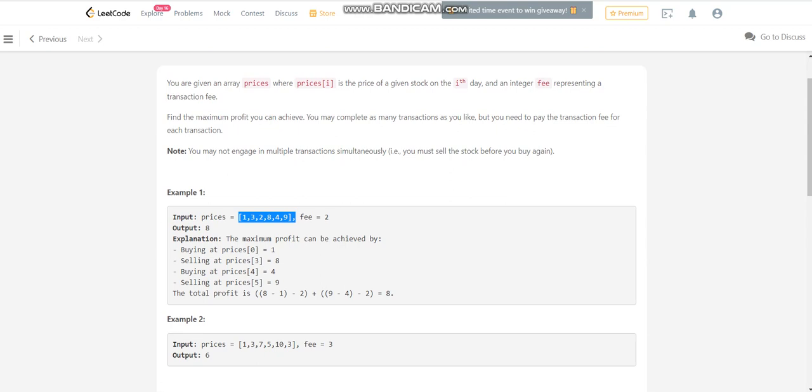So here we can see the total profit is obtained if we buy at the 0th day and sell it at the 4th day, and similarly if we again buy at the 5th day and sell it at the 6th day. So this is the profit which we will be getting. So let us check the approach to solve this particular question.